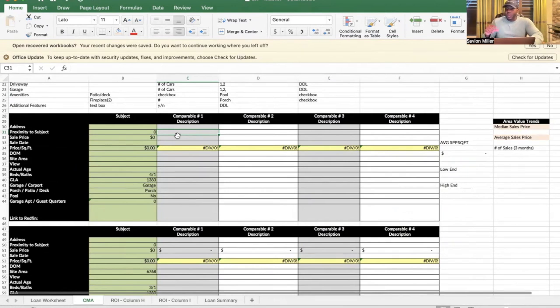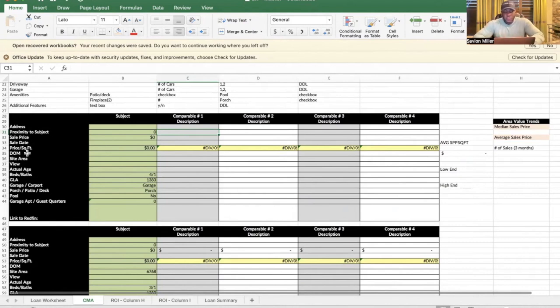You don't need to be comparing comps down there to comps up here. You see what I'm saying? So you want to stick within your vicinity. Then we have the sales price and the date that it sold, because you want to stay between 3 to 5 months, maybe 3 to 6 months.